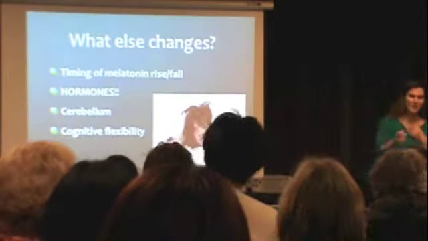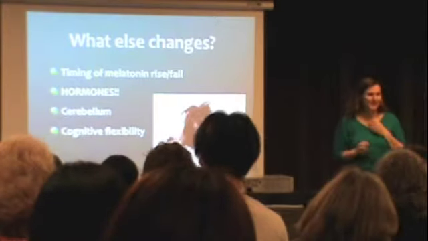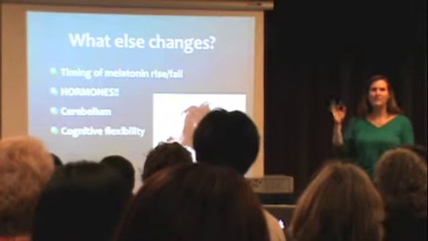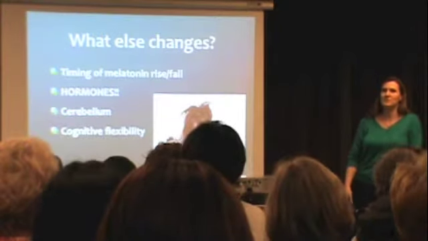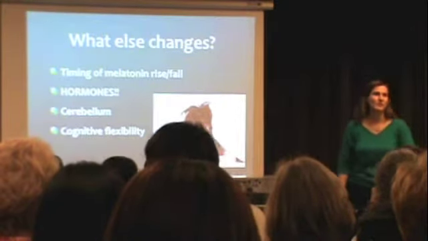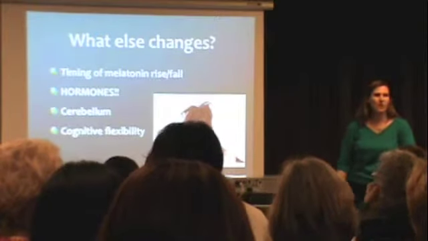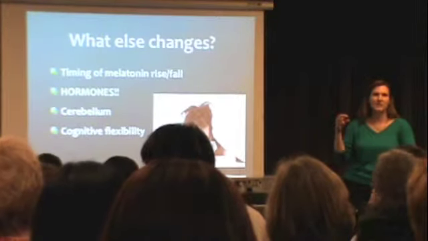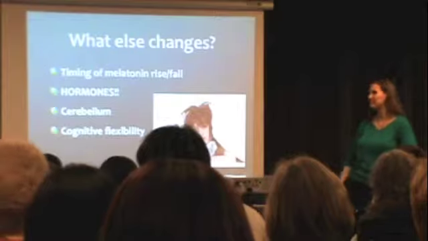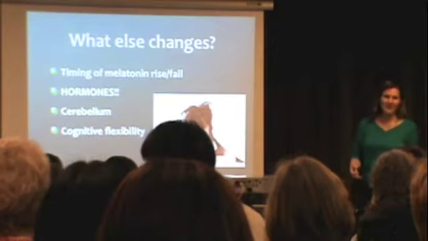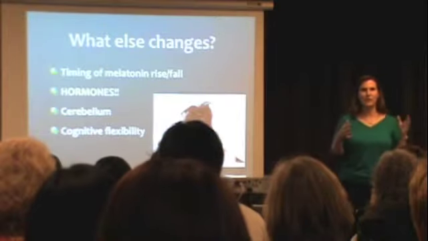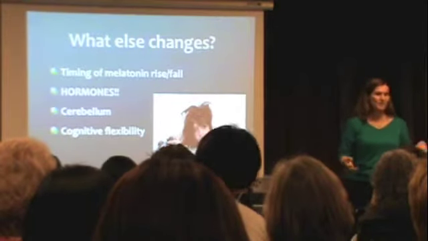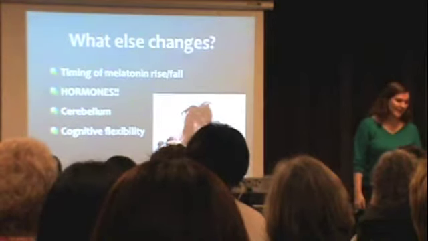One main one is the timing of the rise and fall of melatonin. Melatonin is one of the chemicals in your body that's responsible for making you sleepy, putting you to sleep at night. For children and for adults, it starts to rise in the late evening and you get tired and you go to bed. For some reason in adolescence, it occurs much later in the evening than it does for children and for adults, resulting in later bedtimes and later rising.